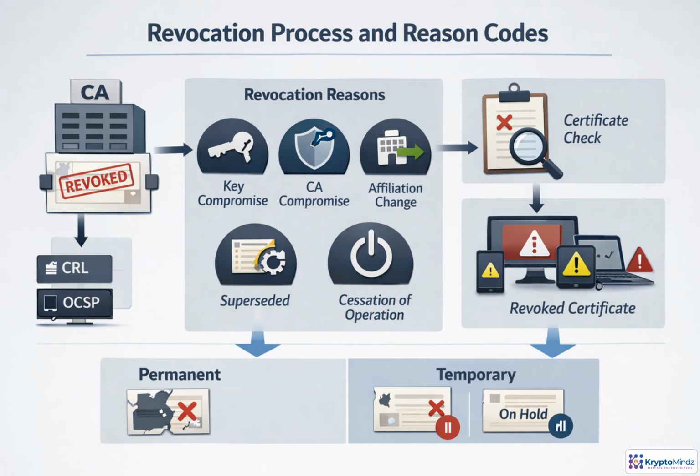Think of revocation as a controlled kill switch for certificates. First, you identify the exact certificate and confirm why it must be revoked. Common reasons include key compromise, CA compromise, an affiliation or ownership change, a superseding certificate, or complete shutdown of the service. Then you revoke it on the CA, publish updated CRLs or OCSP status, and finally confirm that clients actually detect and block that certificate.